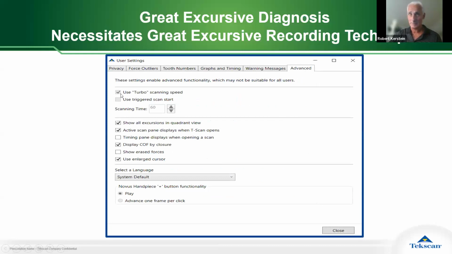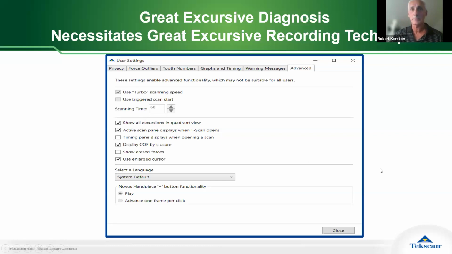A few important things to point out in your settings, very important. Go to the Advanced tab, make sure you're recording in turbo mode. This is critical. Turbo shows you so much more detail. It cuts every single non-turbo frame into 3 frames, and it separates out all the subtle changes in force across time that you can't see if you don't have turbo recording on. So this is really essential. And also you want to make sure your excursions are all labeled. When they're labeled right, left, or protrusive, they come out in quadrant view. And we talked about quadrant view last time. That's essential to be able to diagnose excursive function.